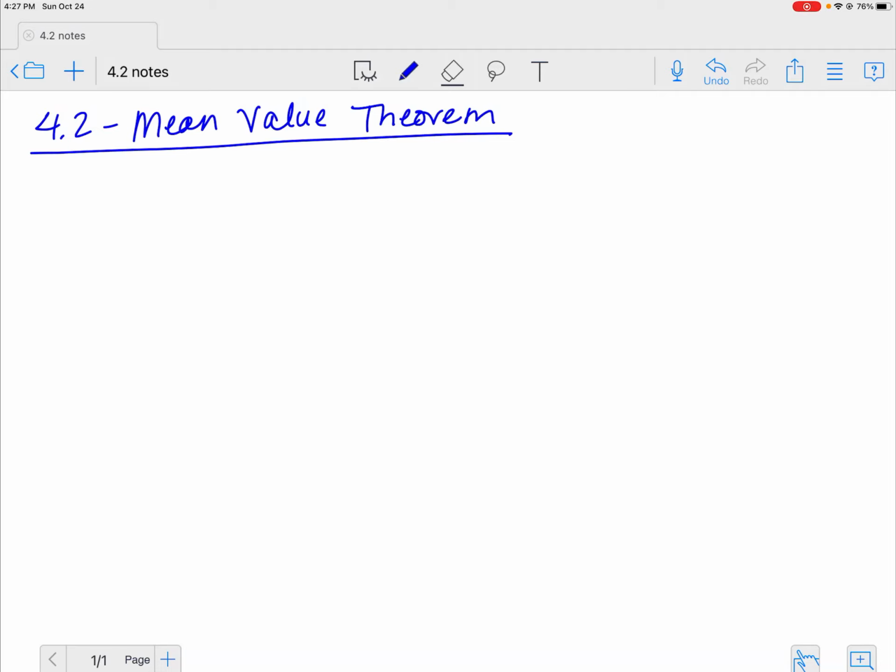All right. This section deals a lot with proofs. So it's called the mean value theorem. However, there is the mean value theorem and Rolle's theorem. And we're actually going to talk about Rolle's theorem first.